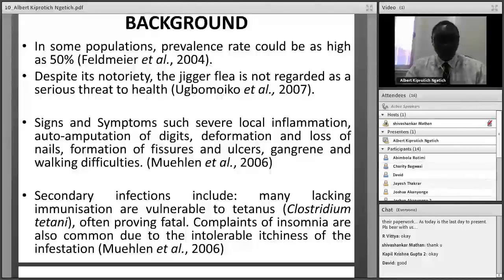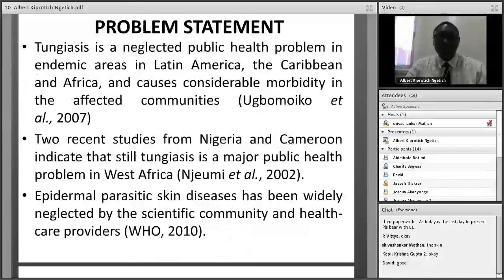So, what is the problem of this Tungiasis? Also about my research study. You find that Tungiasis is a neglected public health problem across the globe. And in the two studies which have been done in Cameroon and Nigeria, it indicates that it is one of the major public health problems that needs to be addressed. And it is also widely neglected by the scientific community.